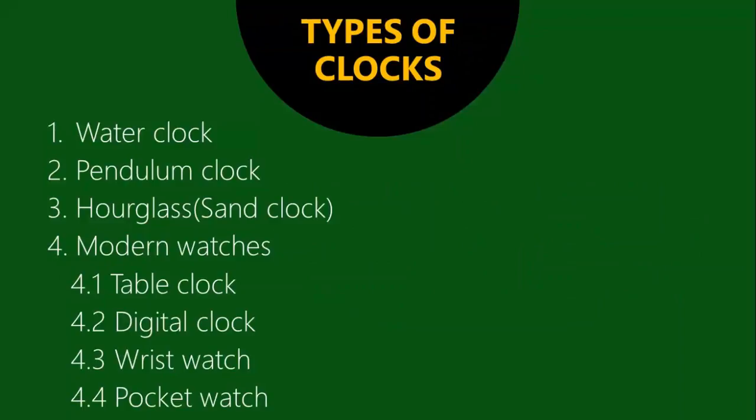Types of clocks. First, water clock. Second, pendulum clock. Third, hourglass, also called the sand clock. Fourth, modern watches, which we use now, like the table clock, digital clock, wrist watch and the pocket watch.